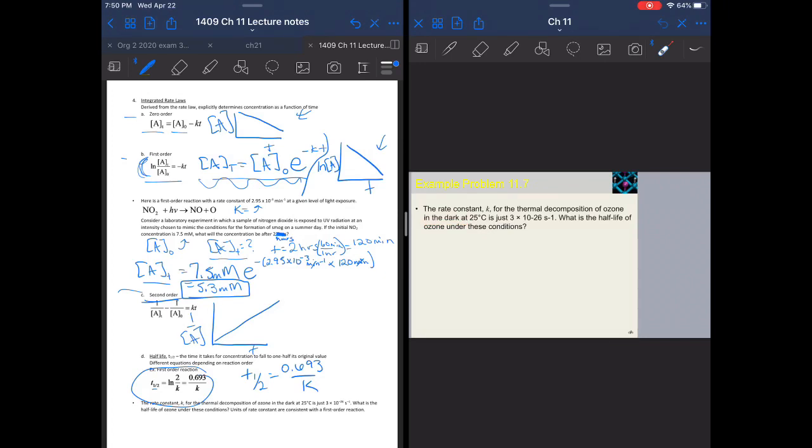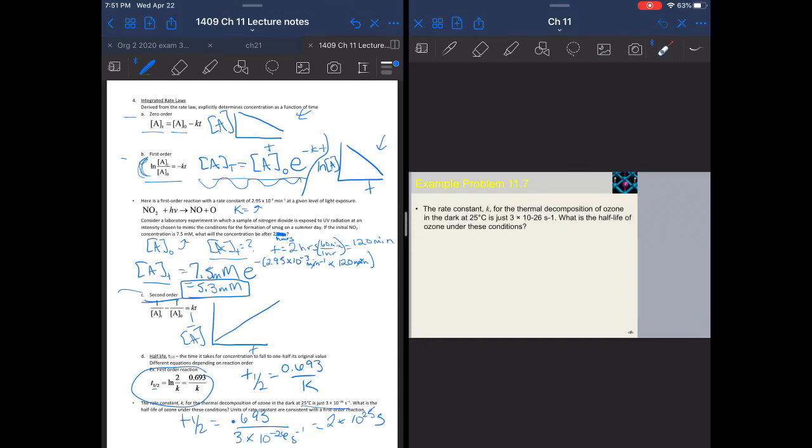So we're looking at decomposition of ozone in the dark. Things like light, temperature, concentration, these all affect rates. So we're going to take this equation. There's only 2 variables and we know one of them, right? So we know K, and we're just going to plug and chug to solve this problem. All right, so T 1/2 equals 0.693 divided by 3 times 10 to the negative 26 inverse seconds, right? So 1 over inverse seconds will give us seconds. And we find that the half-life is 2 times 10 to the 25th seconds.